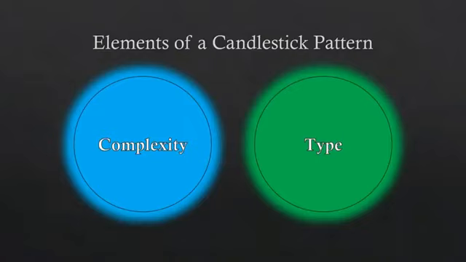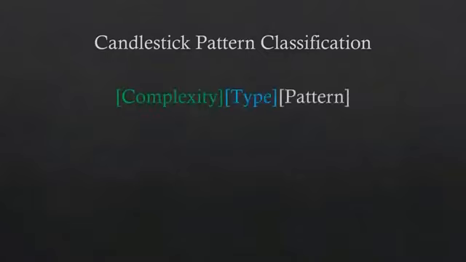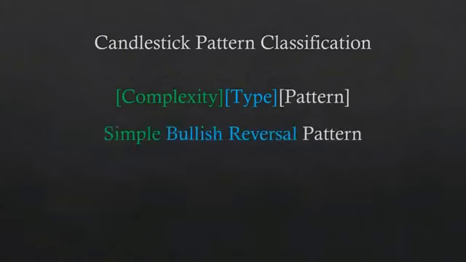The way we use the classification is by saying the complexity first and then the specific type to classify the pattern. For example, a simple bullish reversal pattern: just by looking at the classification, we know that the pattern is composed of only one candlestick, since it's a simple pattern, and we also know that it indicates a reversal to the upside since its type is bullish.